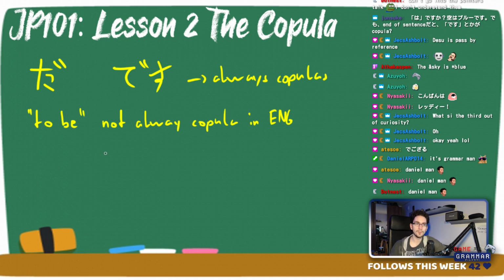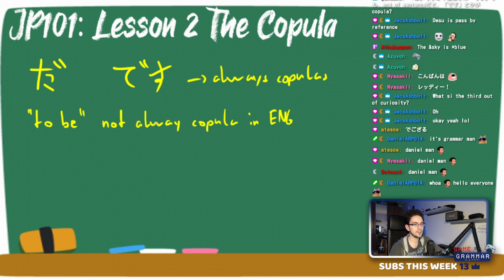For example, when it is an auxiliary verb, such as in "I am running." Here, to be is conjugated to am, first person singular, as an auxiliary verb, to form a progressive tense. Here it is not a copula. This has nothing to do with the copula. This is just the verb to be used in a completely different way.